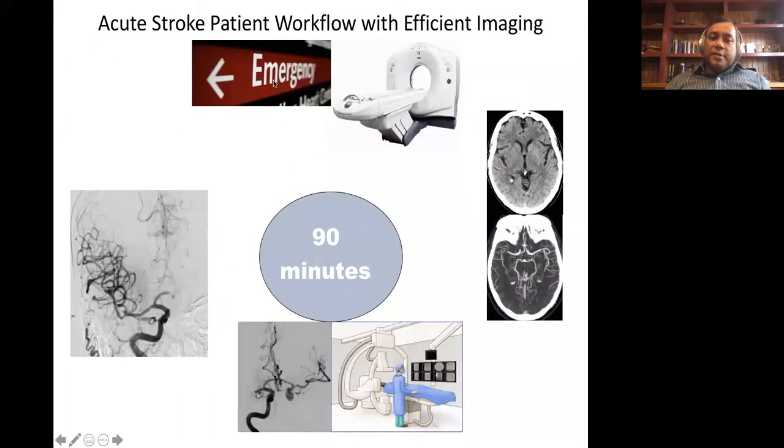And at our center, we try to make sure that from the time the patient comes in the door, to the patient getting the scans, to us thrombolysing, to endovascular thrombectomy, to opening up the artery, we do it within 90 minutes. So that's important.